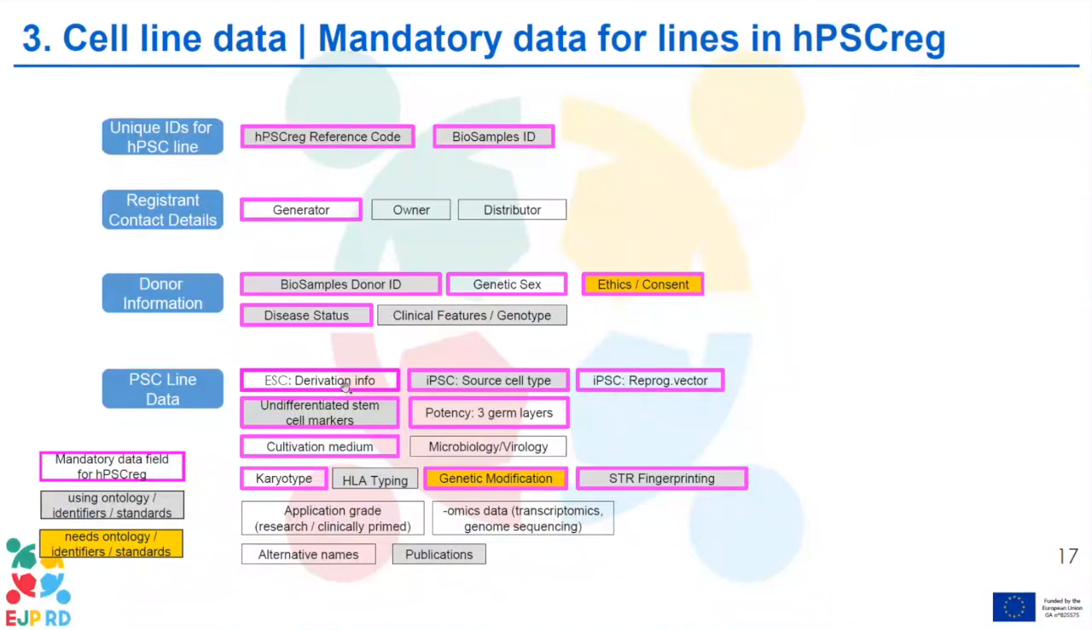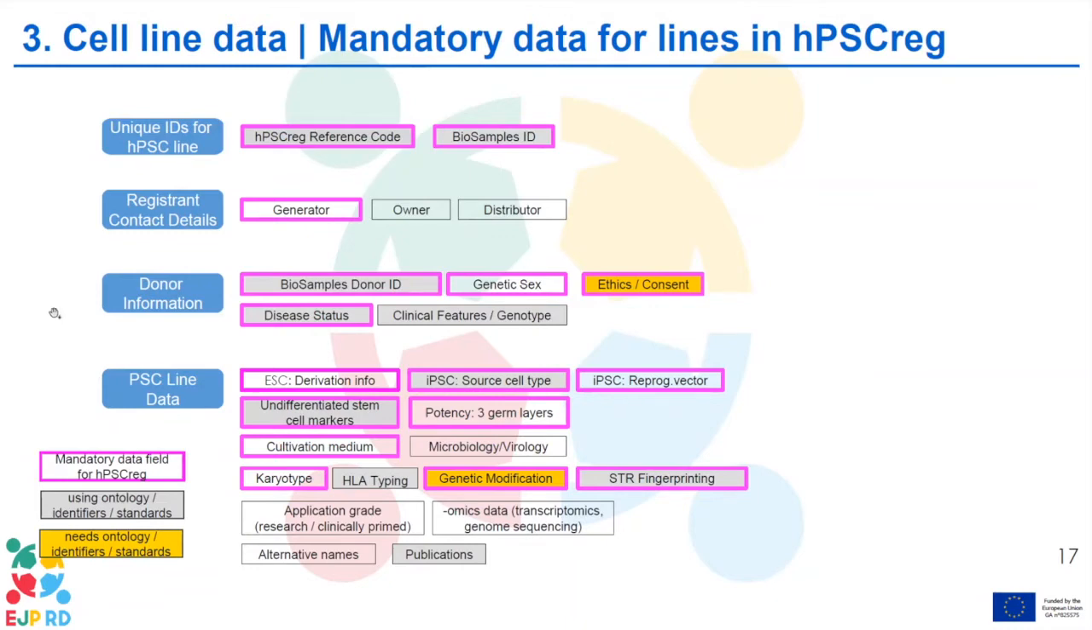For the cell line data, we have information about its derivation, either as an embryonic stem cell or as an iPS line. We also record information used to characterize the pluripotent stem cells, such as undifferentiated stem cell markers, and information about its pluripotency, in particular, its potency to form the 3 germ layers. So I'm not going to describe all of the data in detail. If you are interested in registering your lines and would like to find out more, you can contact us directly.